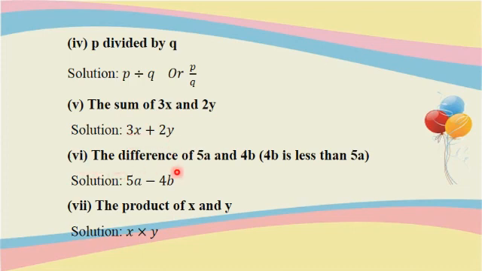Number 6, the difference of 5a and 4b. Difference means subtraction, and it is given that 4b is less than 5a, meaning 5a is the greater quantity and 4b is smaller. So we will write 5a minus 4b. In number 7, the product of x and y. Product means multiply. So these two terms will be multiplied. x multiplied by y.